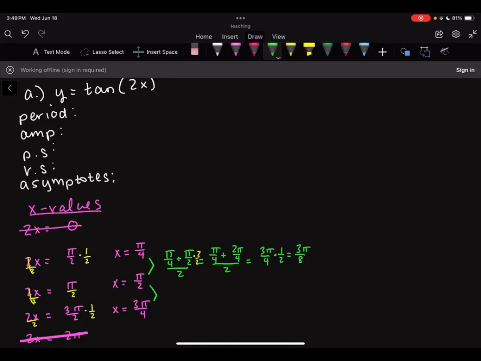Now between these, pi over 2 plus 3 pi over 4 divided by 2. So I get 2 pi over 4 plus 3 pi over 4 divided by 2, which will be 5 pi over 4 times 1/2. So 5 pi over 8.